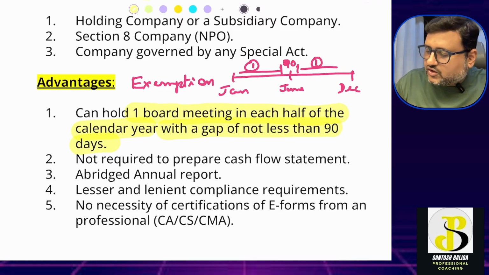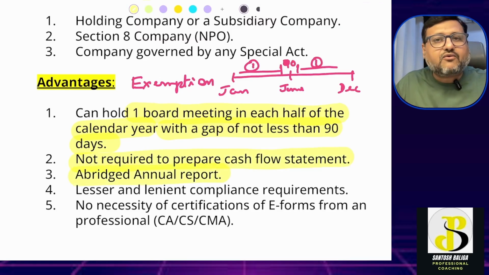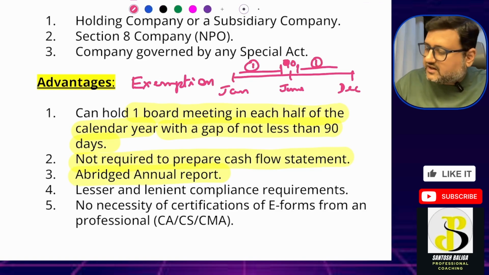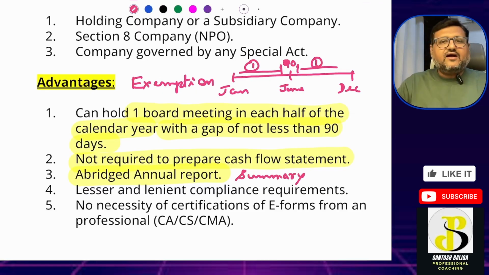The next point is you are not required to prepare a cash flow statement. An abridged annual report can be provided in the AGM by the company. Abridged means summary. A summary can be provided. You do not have to provide the whole annual report which is supposed to be provided by a private company or a public company. You can provide a smaller, summarized version of it in the annual general meeting.